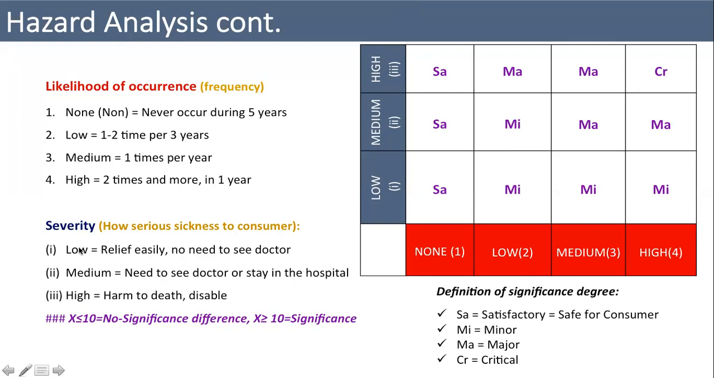Severity means how serious the sickness is. Low means it is relieved easily, with no need to see the doctor. We can just take a Panadol and it's solved, for example. Then medium means you need to see the doctor or stay in the hospital. We call it medium severity.